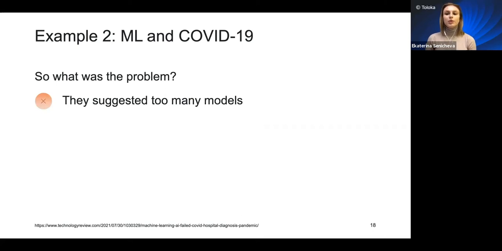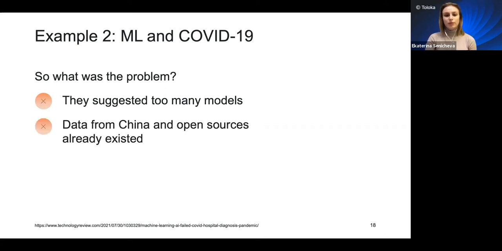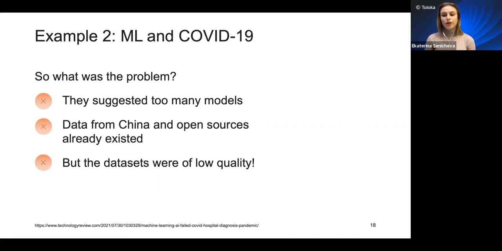Well, the machine learning community suggested too many models. And although the data from China and open sources already existed, the data sets were of extremely poor quality. The quality of data and its labeling fell short. Some of the X-ray shots were made in a lying position, and others were made while a patient was being seated.